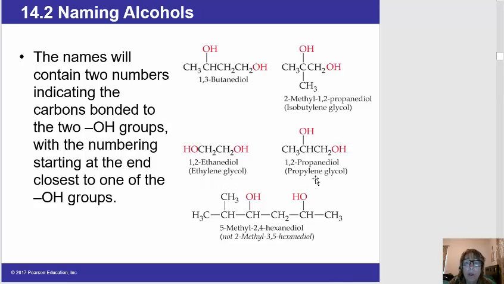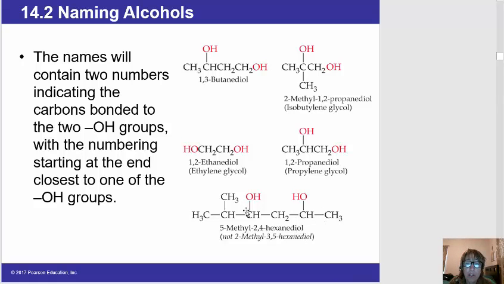Next to it we have 1,2-propane diol. Again, we give the hydroxyl groups the smallest number. So here's our 1 carbon, here's our 2, and this has a common name of propylene glycol. And then down here we have a substituted hexane diol.